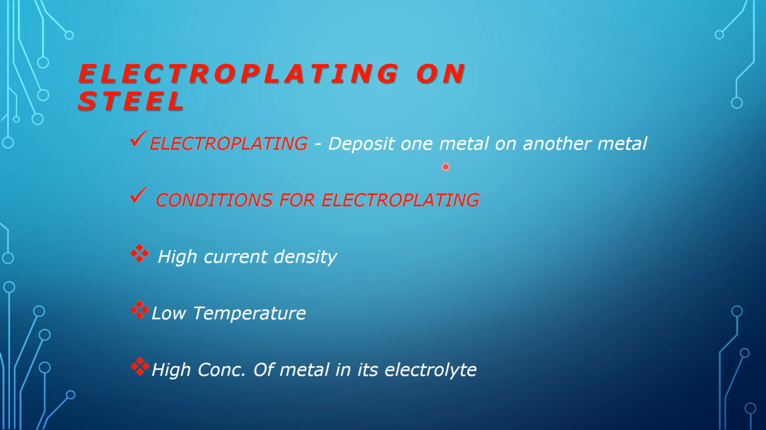The conditions that are required for good electroplating are high current density, meaning if we apply a greater potential difference, then it will be convenient to electroplate one metal on another metal. The next condition is low temperature. At low temperature, the electrolyte stays as such. As a result, this is also good for electroplating.